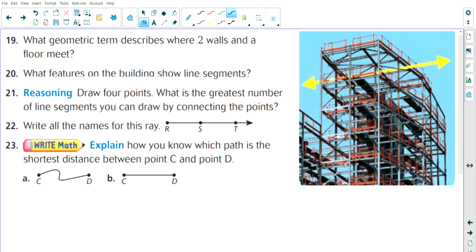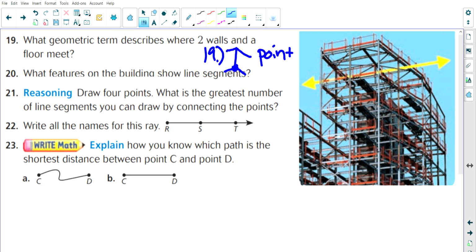So that would make a corner, right? We would see, so number 19, two walls meeting in your house. And the floor, that point where they're meeting, what would be the geometric term to describe that? Two walls are meeting with the floor. It makes a corner. That would be a point. So number 19 is point. Where two walls and a floor meet would be a point.